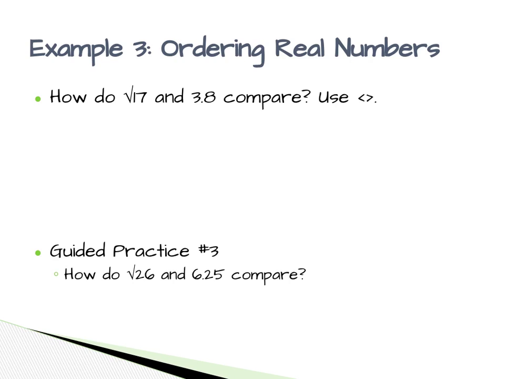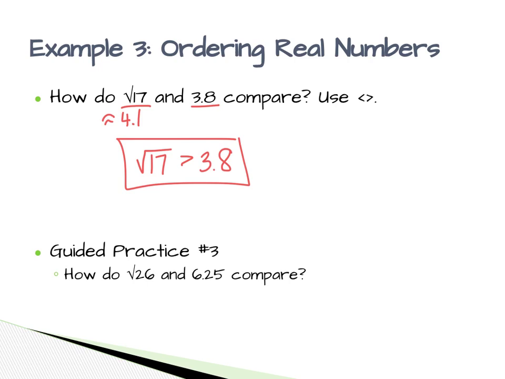Example 3, ordering real numbers. How do square root of 17 and 3.8 compare? So you need to put them in the same format. So we need to know what the decimal form of the square root of 17 is. And it's going to be about 4.1. Well, obviously, 4.1 is bigger than 3.8, so the square root of 17 is going to be greater than 3.8.